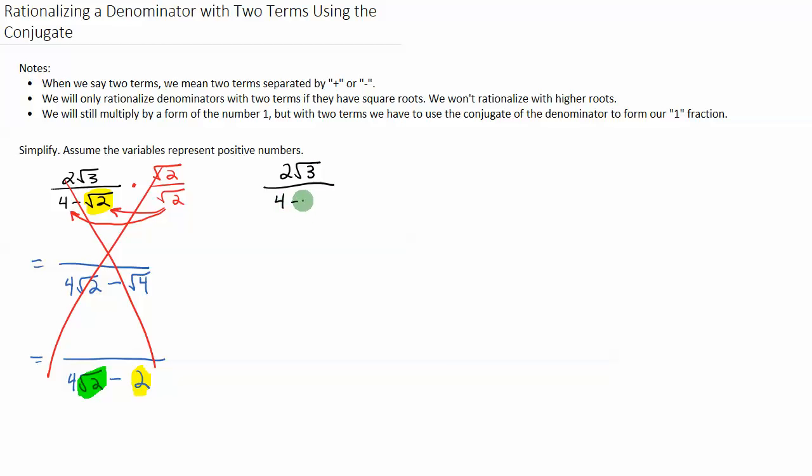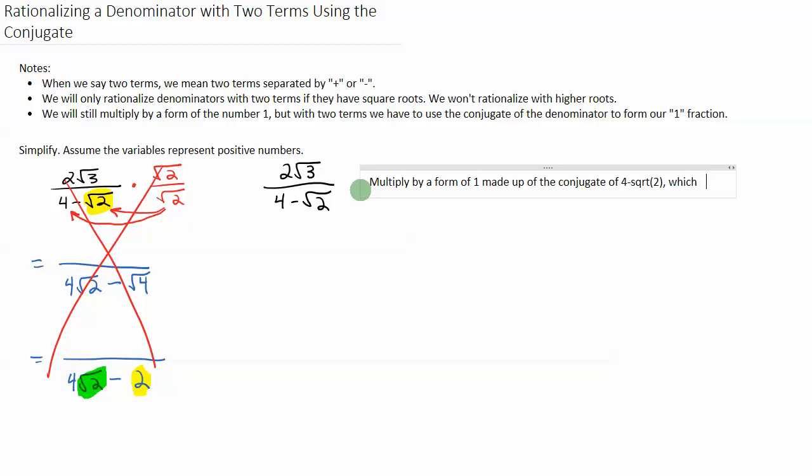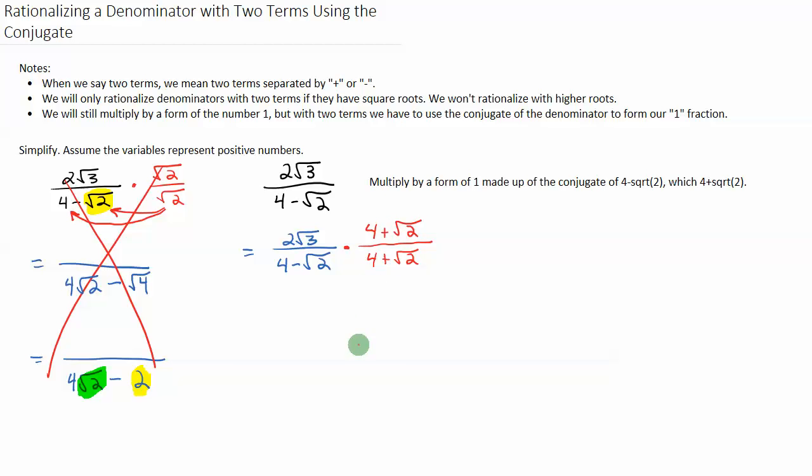Instead, what we want to do is multiply by a form of 1 made up of the conjugate of the denominator, 4 minus square root of 2. So the conjugate of that would be 4 plus the square root of 2. So what I'm going to do is take this fraction, 2 square root 3 over 4 minus square root 2, times a fraction, a form of 1, 4 plus square root of 2 over itself, because that equals 1. And what that's going to accomplish is, you'll see, when I multiply these denominators, eventually all the radicals should be gone.